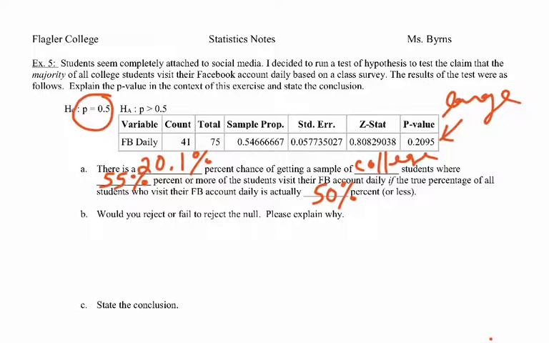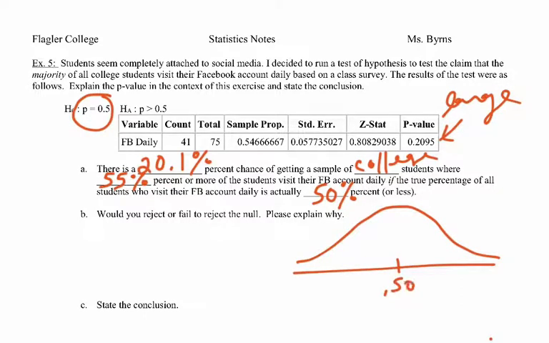So let's say all that again. Remember what the p-value is. It is the probability of getting your sample, the statistic for your sample or something more extreme, if the null hypothesis is true. If we drew a picture of this, what would we say? We would say, okay, the null hypothesis is 50%. That's right here. My sample proportion is 55%, so that would go right here.